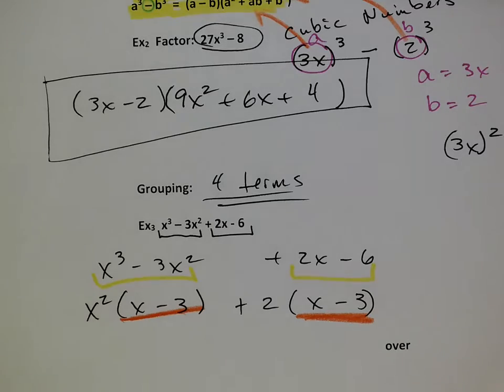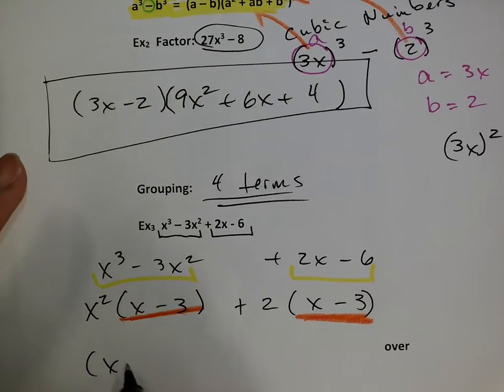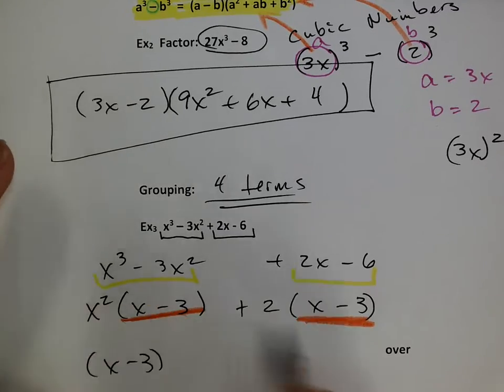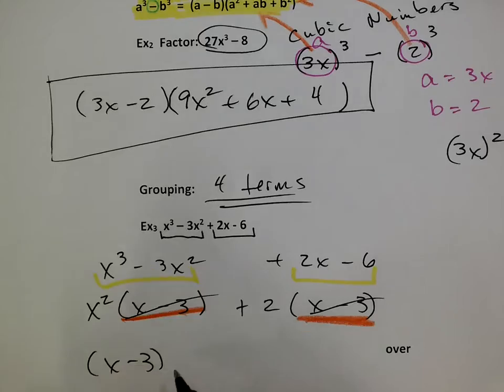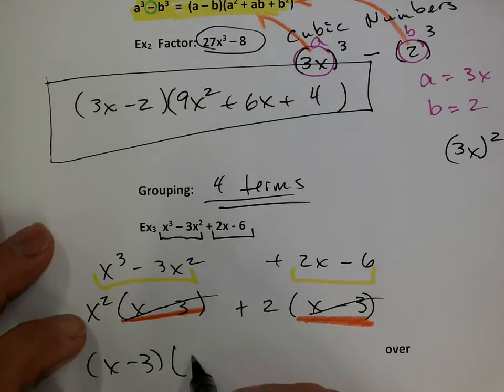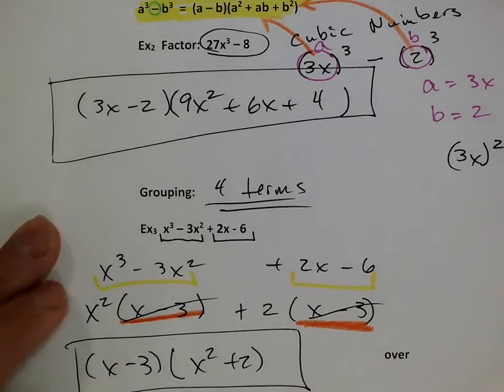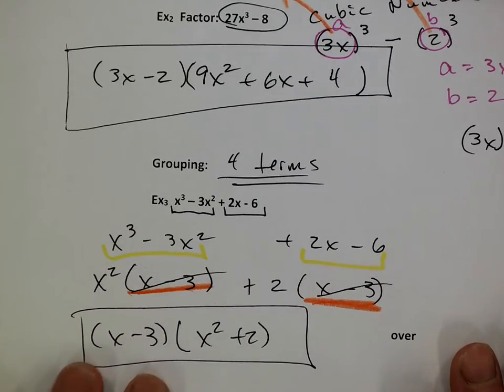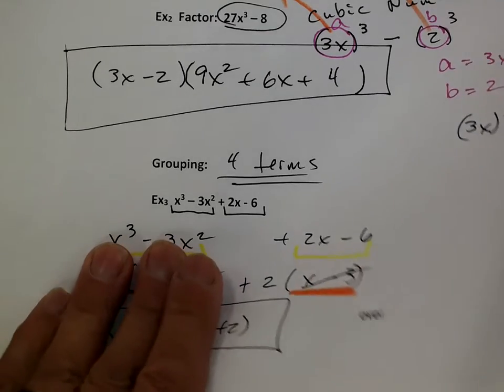So then I say, well, what do these two groups have in common? They have an x minus 3 in common. So I pull them both out, cross them out because this one represents both of them. And what do I have left? An x squared plus 2. That's that. If I could factor again, I would. Okay, next page.